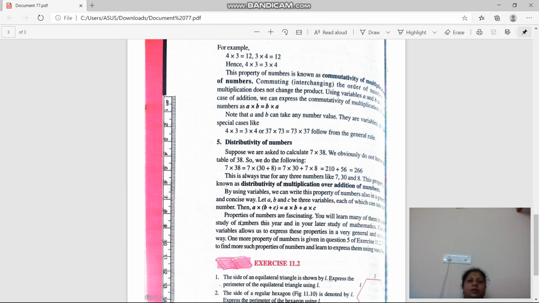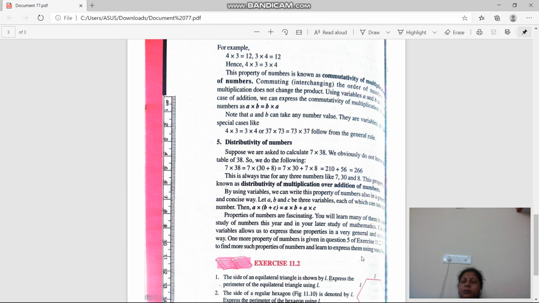Okay, so the properties of numbers are fascinating, and you will learn many of them as you study numbers this year, and in your later study of mathematics. Use of variables allows us to express this property in a very general way. One more property of numbers is given in question 5 of exercise 11.2. To find out more such properties of numbers, learn to express them using variables.